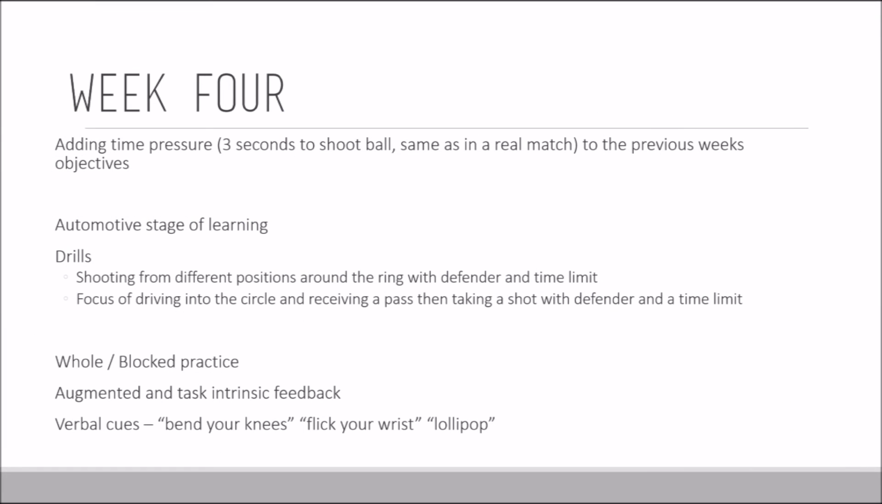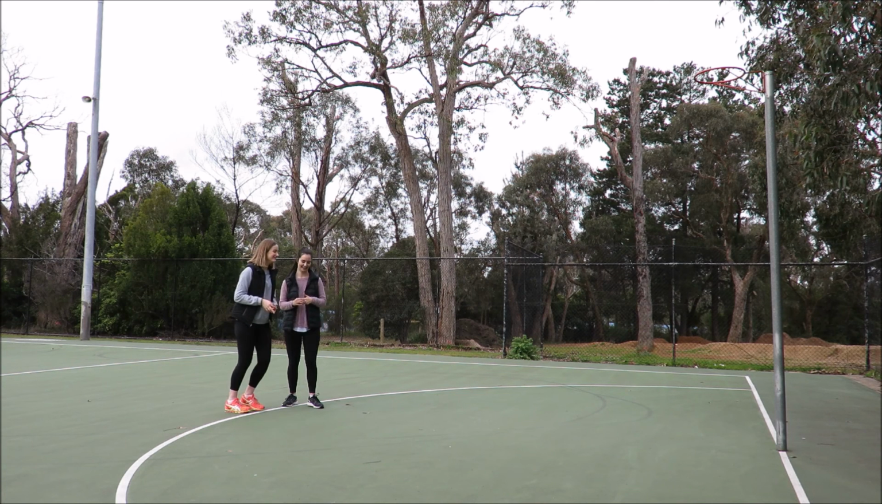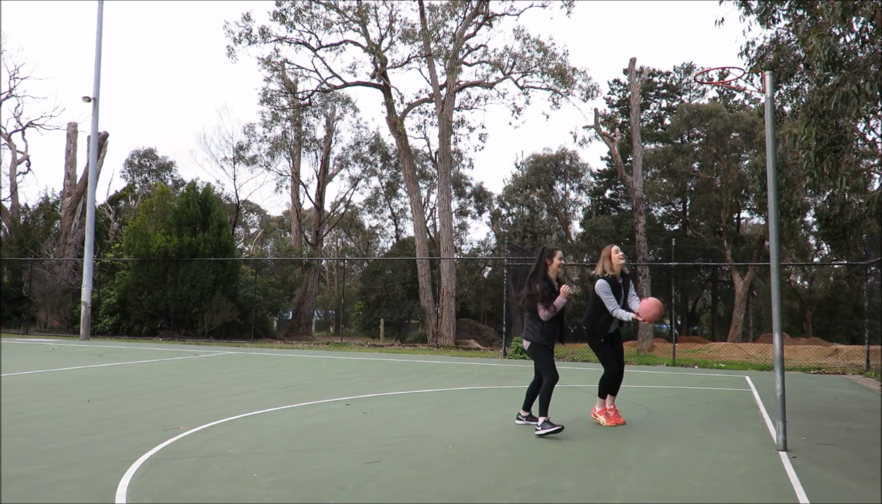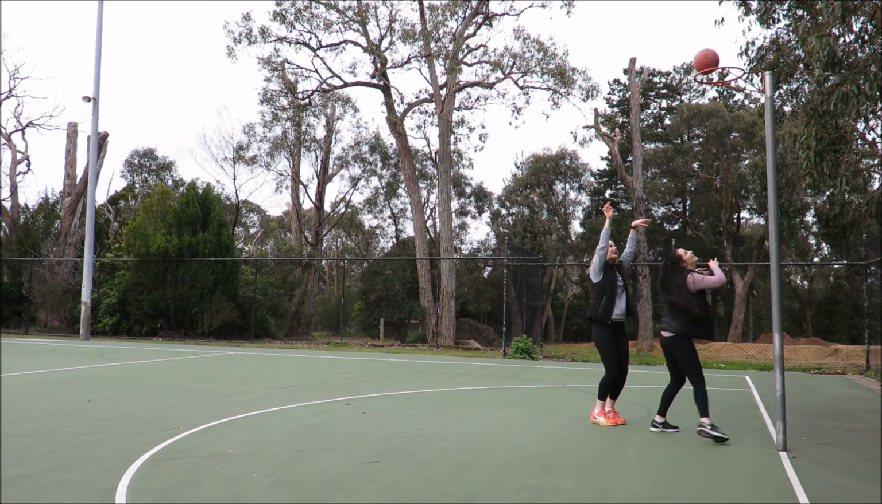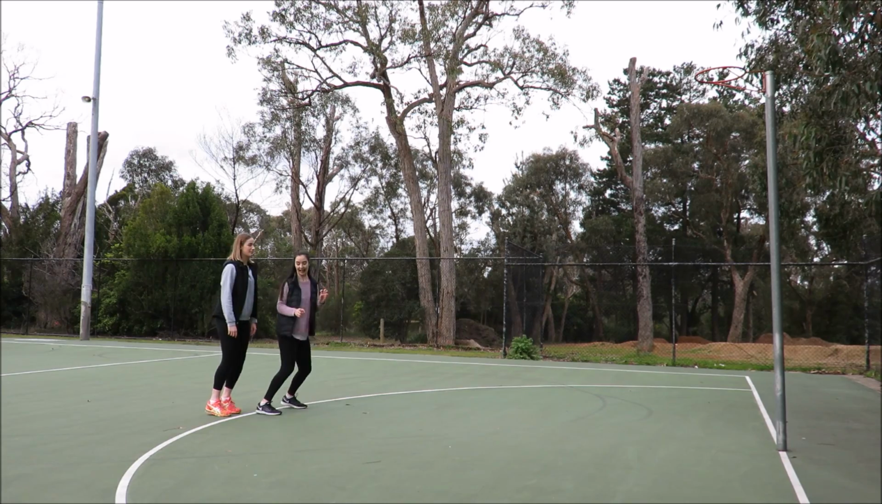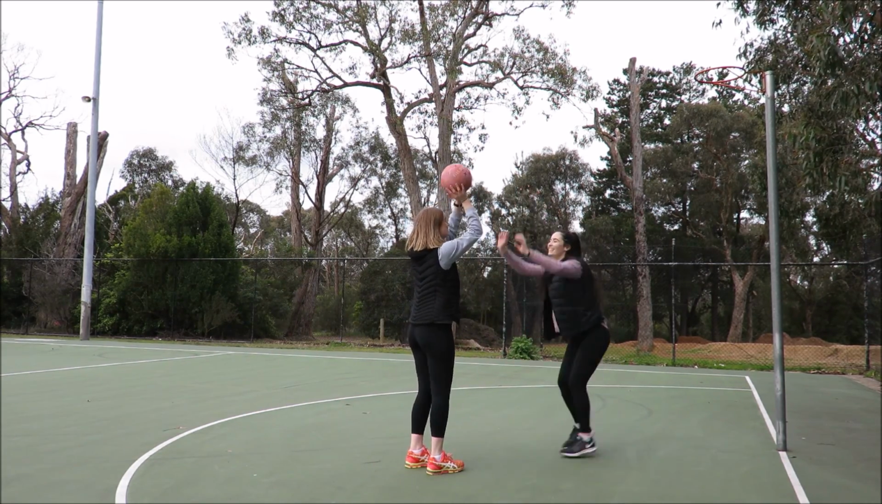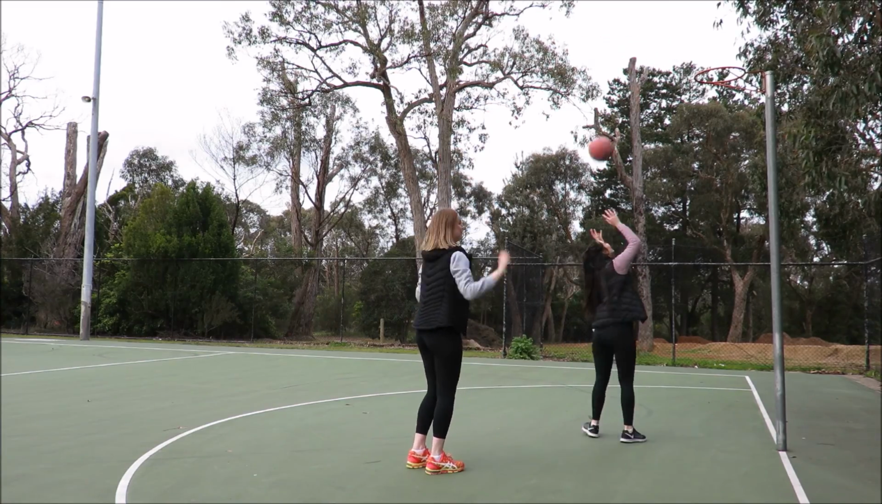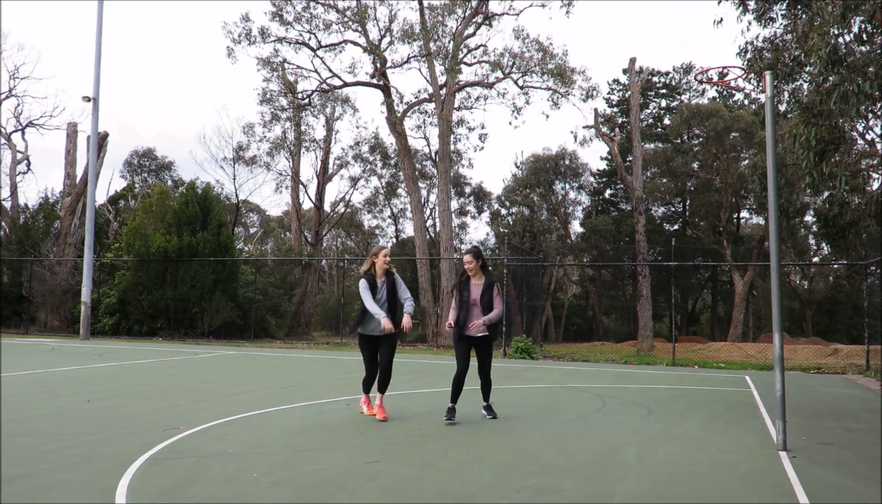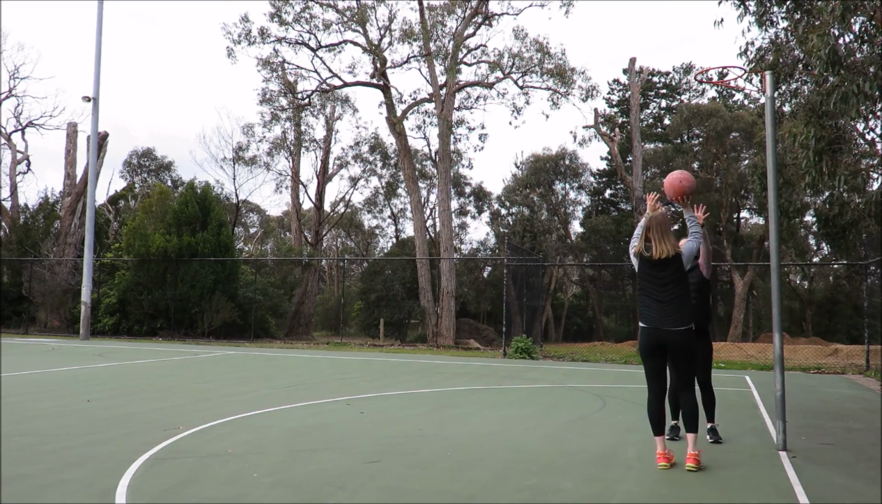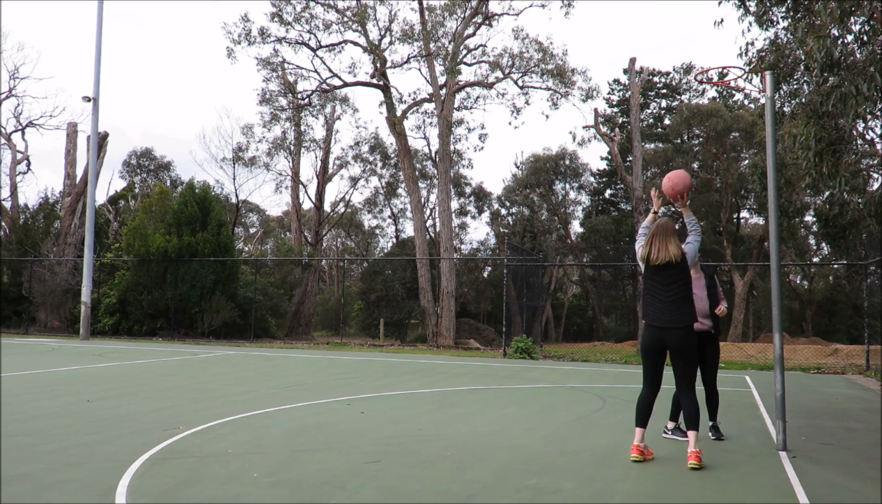In week 4, we added time pressure to the previous week's objectives. This meant that the player couldn't take her time as much anymore. She only had 3 seconds to take the shot, which again is replicating a match situation and match rules. By now the player will be in the associative stage of learning. We gave even less feedback this week, only giving it when she asked for it, hoping that the player would be able to realise some of the mistakes she was making and work out how to fix them on her own.